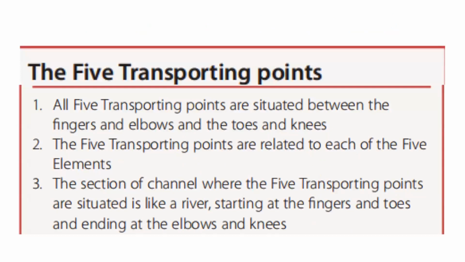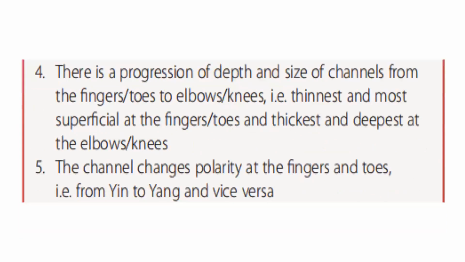The 5 transporting points. First, all 5 transporting points are situated between the fingers and elbows and toes and knees. Number 2, the 5 transporting points are related to each of the 5 elements. Number 3, the section of channel where the 5 transporting points are situated is like a river starting at the fingers and toes and ending at the elbows and knees.